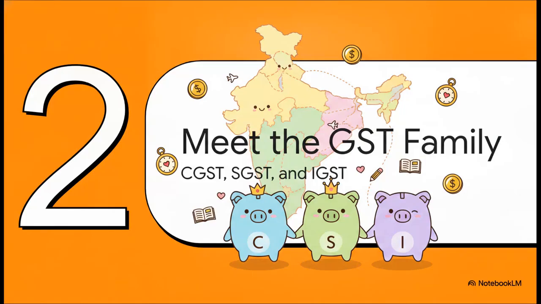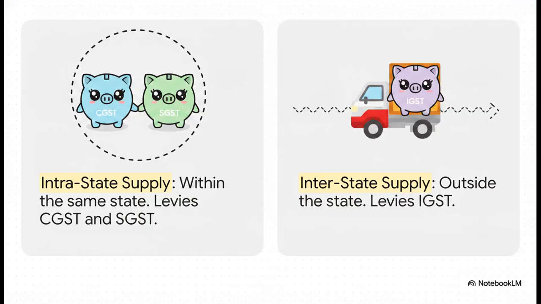Moving smoothly on to part 2, let's meet the GST family. Now, pay very close attention here, because understanding this geography is the golden rule for your khata book. It's actually fascinating how geography dictates everything in this system. We are looking at 2 main scenarios. On one side, we have intra-state supply, which literally just means buying and selling within the exact same state boundaries. Let's say Mumbai to Pune, within Maharashtra. When this happens, the tax splits into twins. CGST goes to the central government, and SGST goes to the state government.